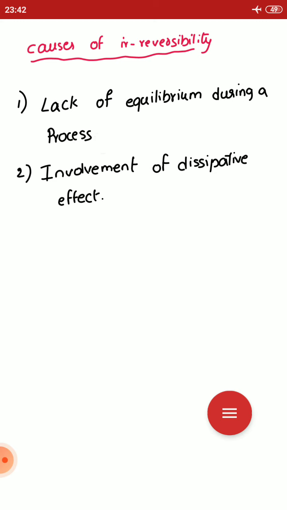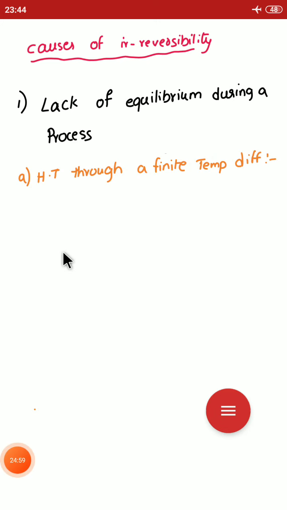The equilibrium may be mechanical, thermal, or chemical. Any lack of equilibrium between the system and surroundings, or between two systems, or between two parts in the system, causes spontaneous changes, which is a cause for irreversibility. We will see one by one. The following are examples regarding the lack of equilibrium during a process. First one is heat transfer through a finite temperature difference.